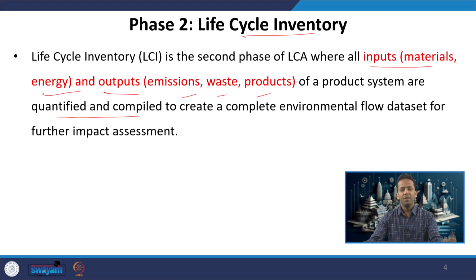And if they are to be understood by the user properly, they need to be properly classified separately also, like all the mass values in a separate column, energy values in a separate column. The emission factors, all those things need to be compiled systematically, and that will give us a complete environmental flow data set, which will be used for phase 3, which is the life cycle impact assessment.